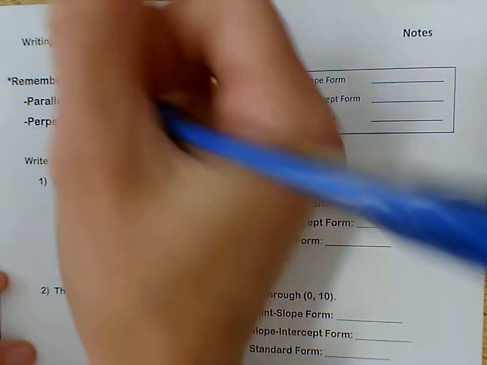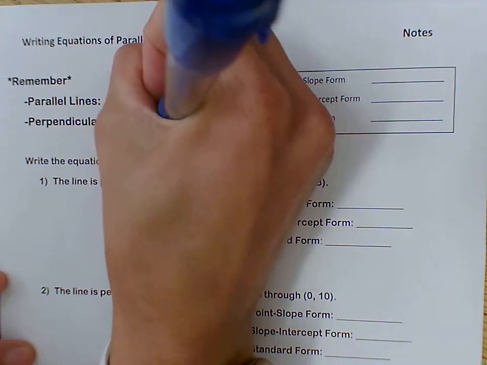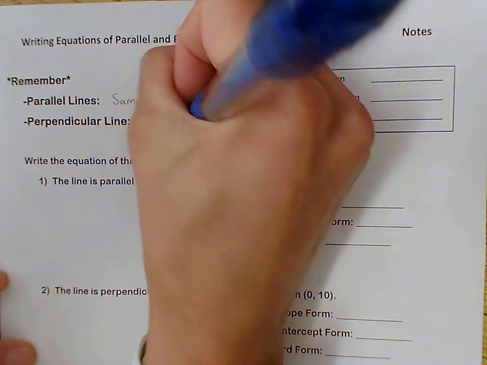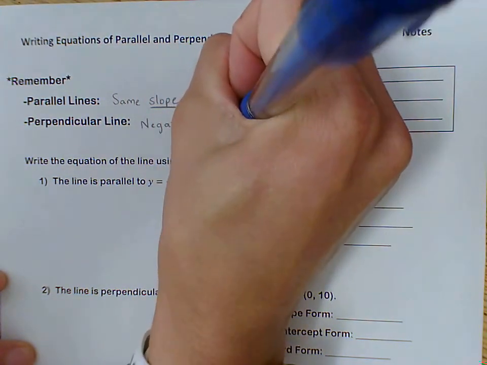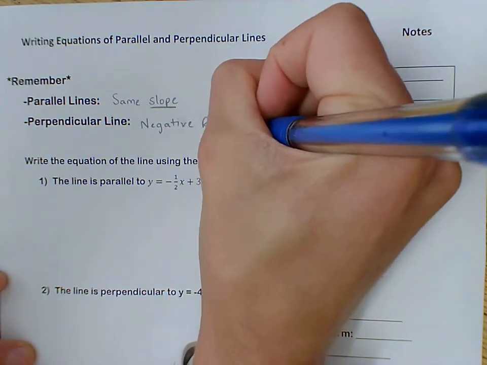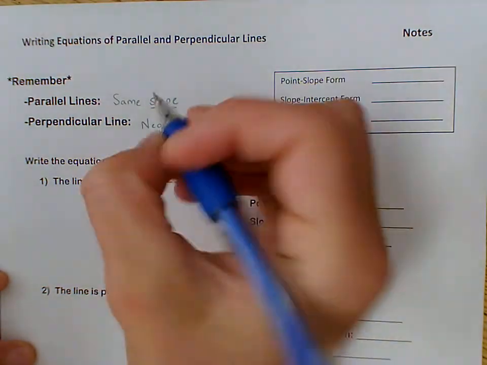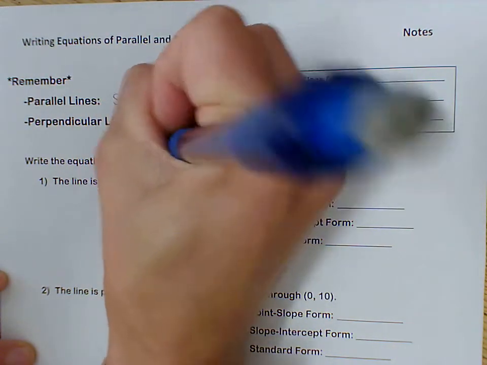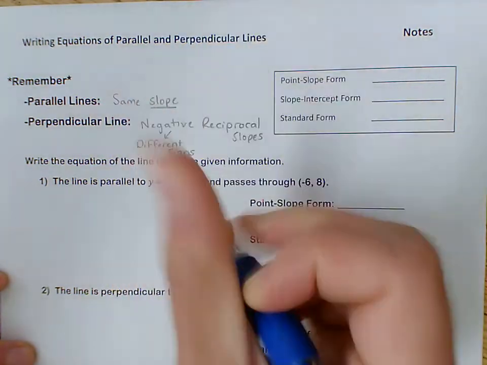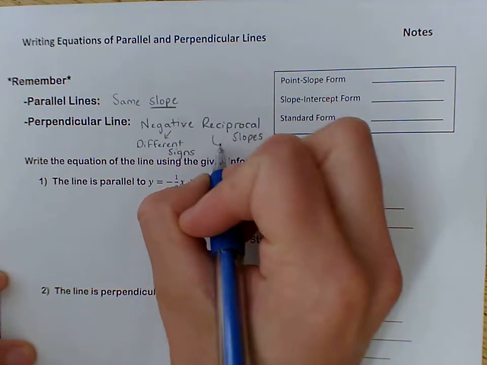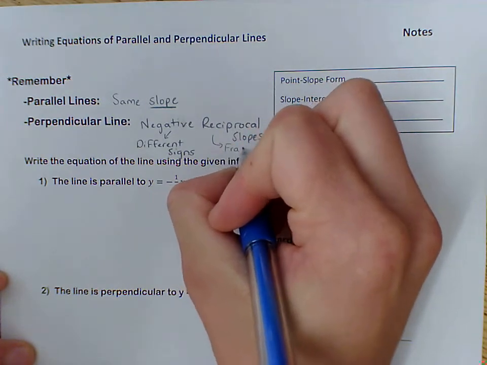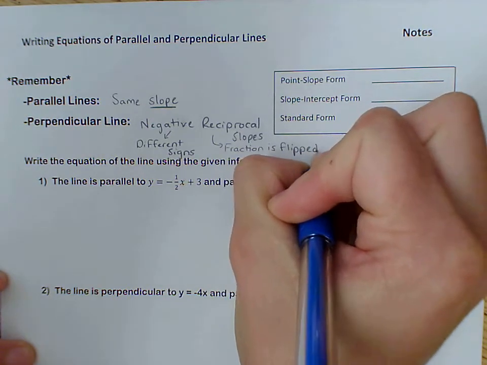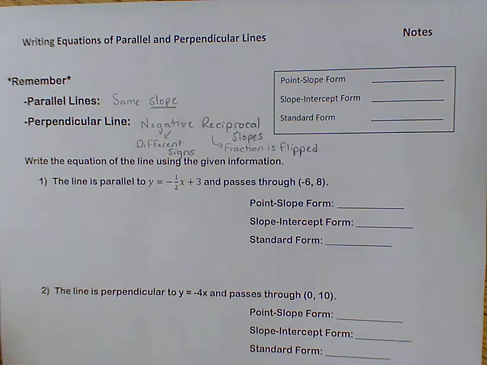Perpendicular lines have what are called negative reciprocal slopes. And so what that means, the negative part means that they have different signs. And then the reciprocal part means that the fraction is flipped. So I'll just put fraction is flipped from each other. And so that's one thing that you will have to know to be able to do these problems today.